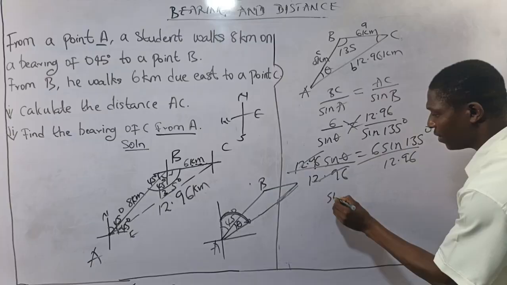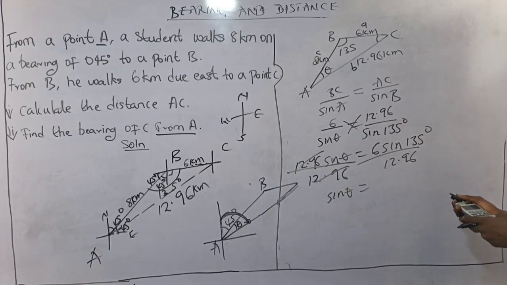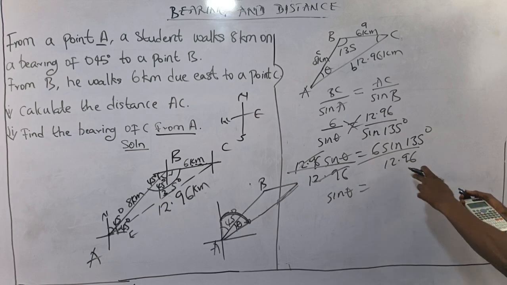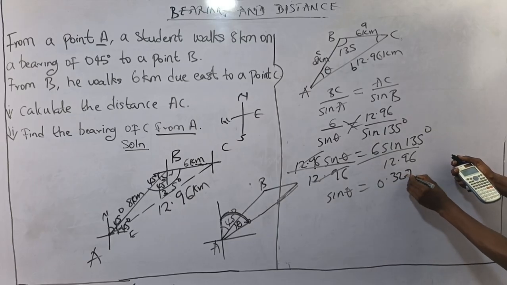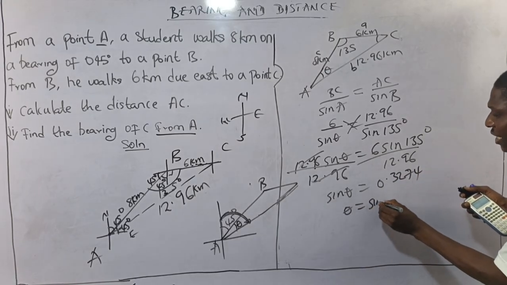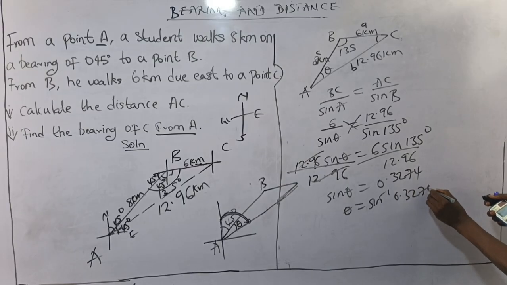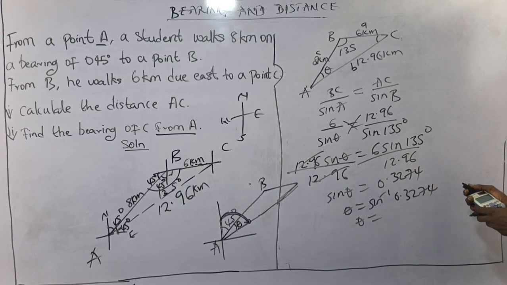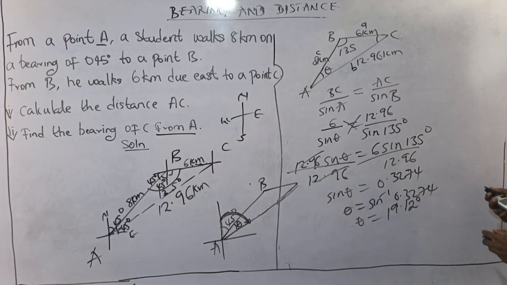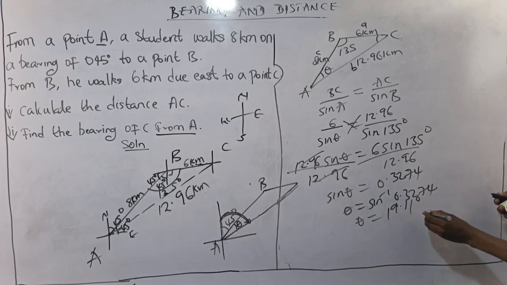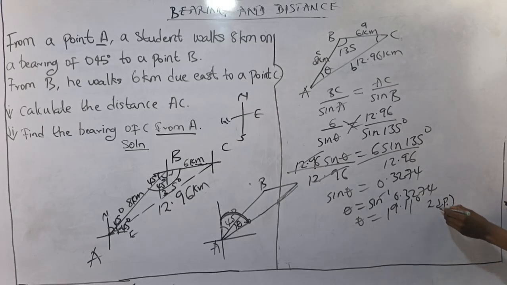I'll have sine theta equals 6 sine 135, which will give me a value: 3 root 2. If I divide it by 12.96, I will have 0.3274. And theta will be equal to the sine inverse of 0.3274. Theta will be equal to shift sine of my answer, which is 19.11 degree to 2 decimal places.